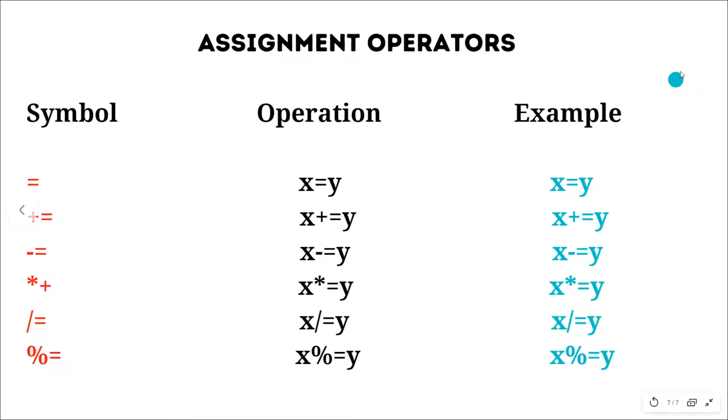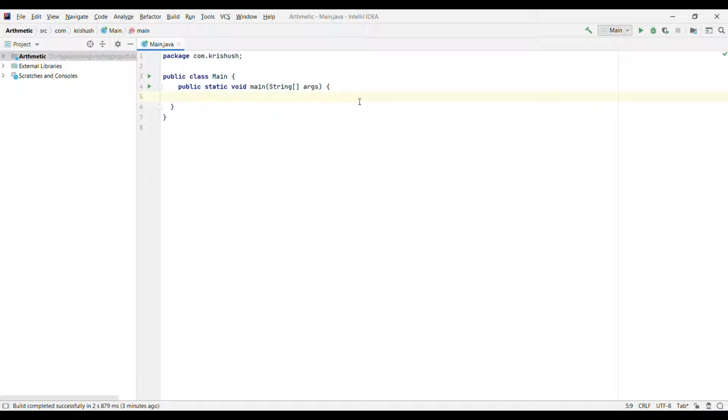So let's go to the code part, and we're going to write some code here. First of all, let's give values to integers: x is equals to 4 and y is equals to 8. Now it's time to write x is equals to y, and let's run it.